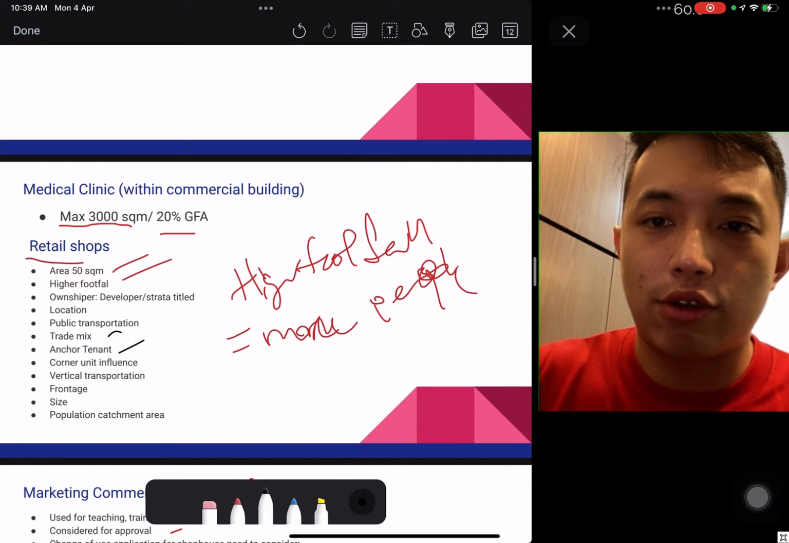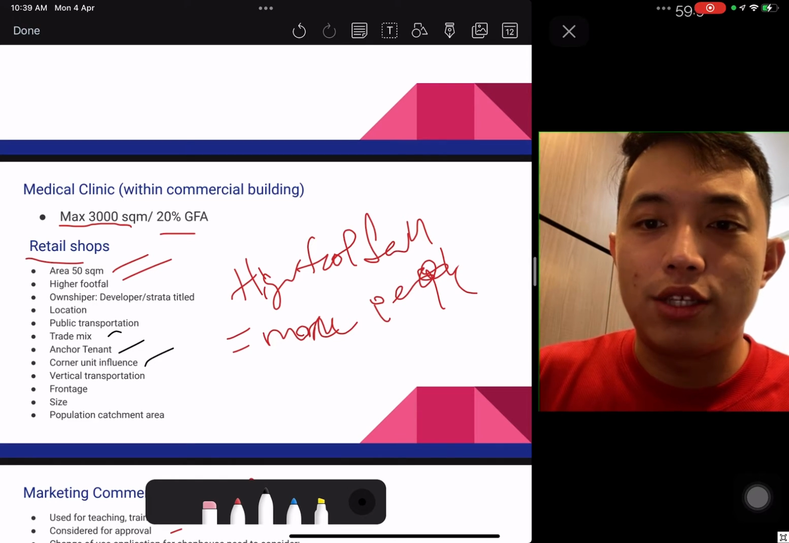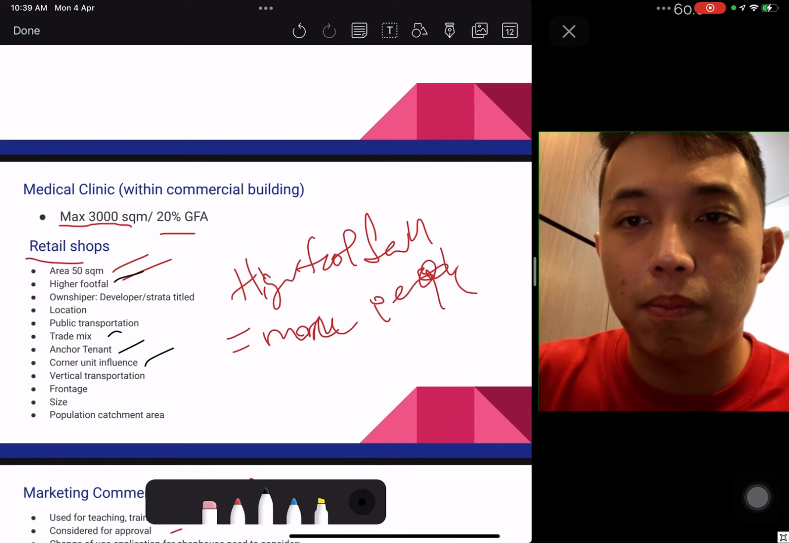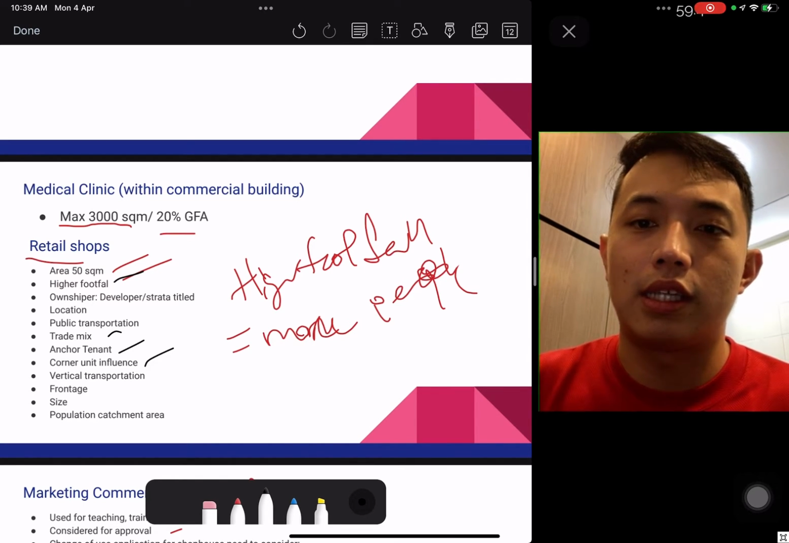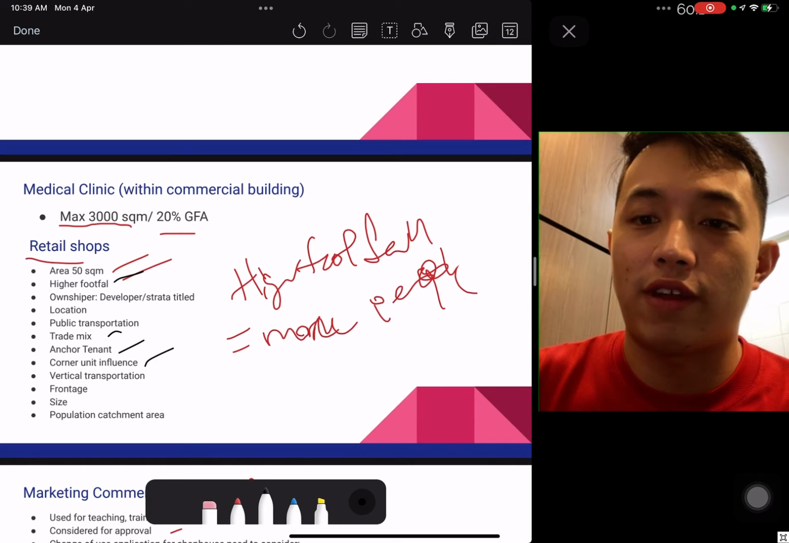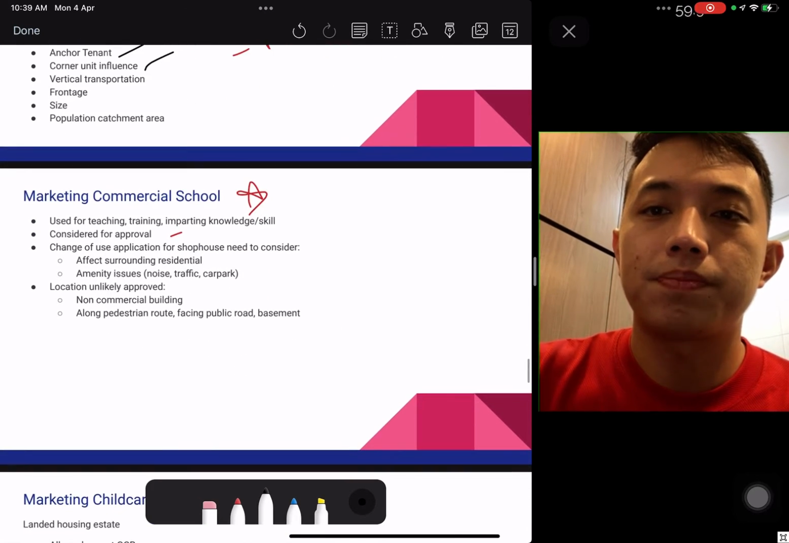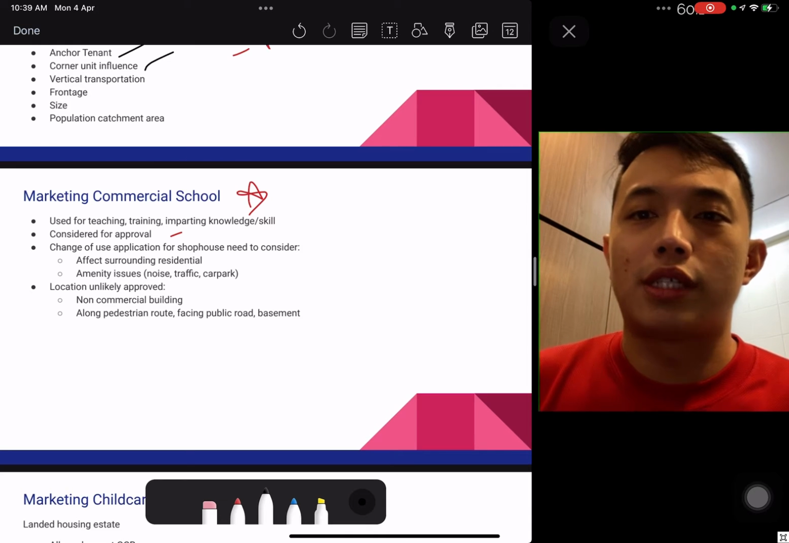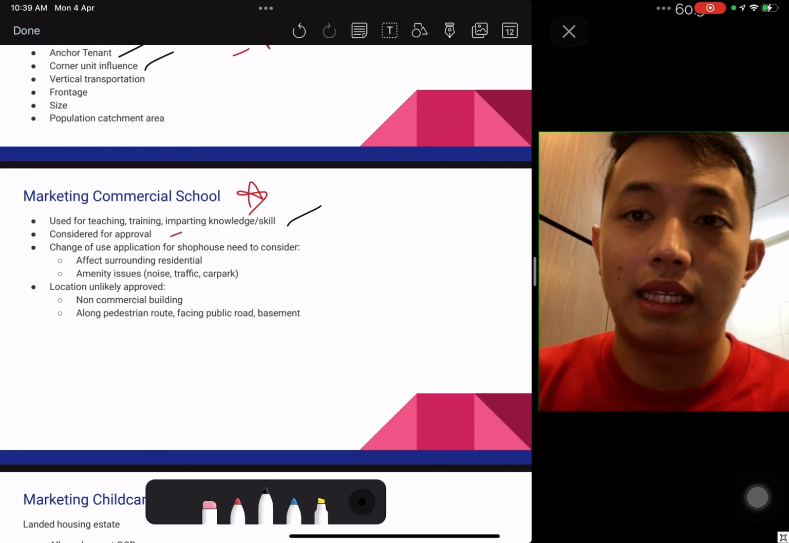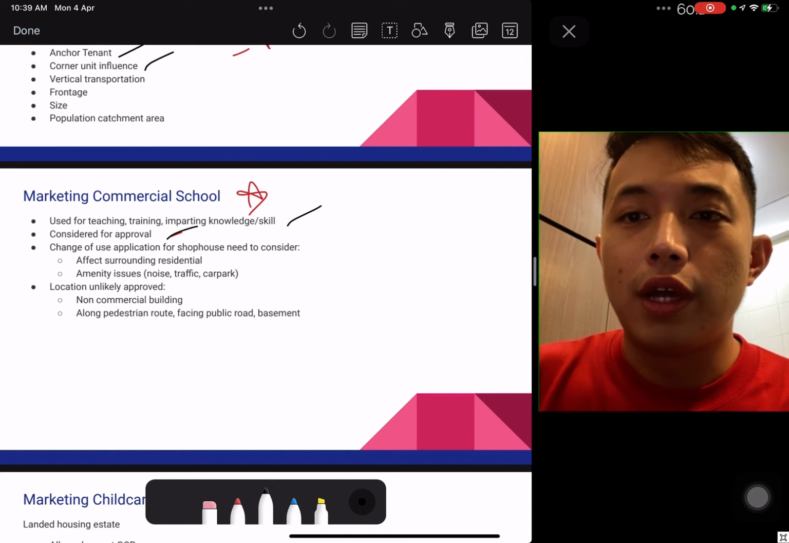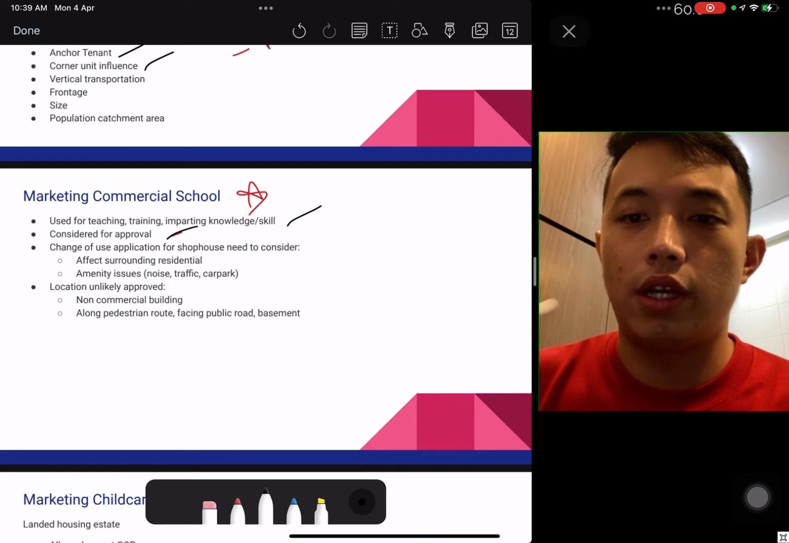Okay, the rest are actually quite straightforward. What are these 3 about? So all the black markings, these are all the things to take note of regarding the prices and how they affect the marketing of the place. So for commercial school, it's actually just for teaching and studying. Must be approved, and all the rest is quite straightforward. Read it yourself.